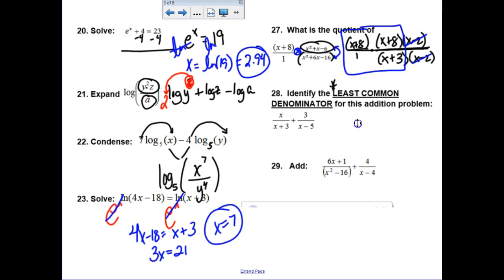What is the least common denominator for this question? Well, when I look at my denominators, I see 2 very different denominators. I would need an x plus 3, and I would need an x minus 5. So we're trying to hit home that you understand how to build a common denominator.